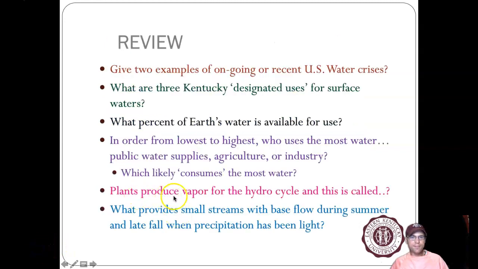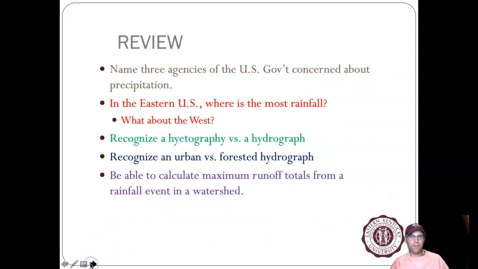Okay, so plants produce vapor for the hydro cycle. So what is the vapor called? That would be transpiration. Alright, next, what provides small streams with base flow during the summer and late fall when precipitation has been light? So where does that water come from that's in these small streams? The answer is the groundwater.